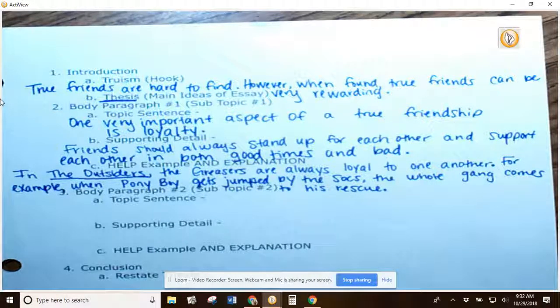Okay, first main paragraph. One very important aspect of a true friendship is loyalty. Friends should always stand up for each other and support each other in both good times and bad. In The Outsiders, the greasers are always loyal to one another. For example, when Pony Boy gets jumped by the Socs, the whole gang comes to his rescue. Okay, so we've got topic sentence, supporting detail, example. Okay, does it all tie together? Did we support our idea? Did we support why loyalty is important? Yes. Okay, so then we would go and do that for the second paragraph.